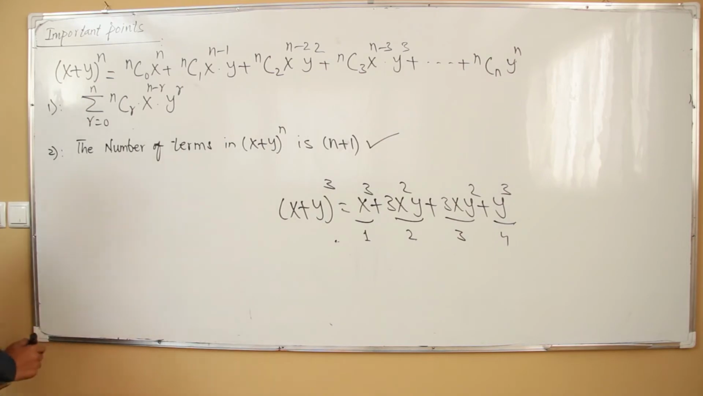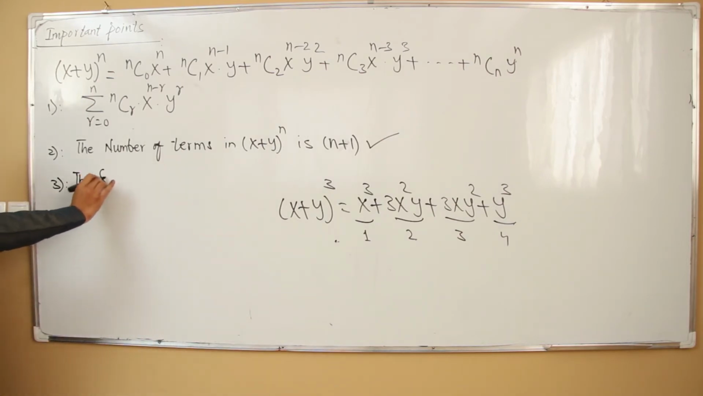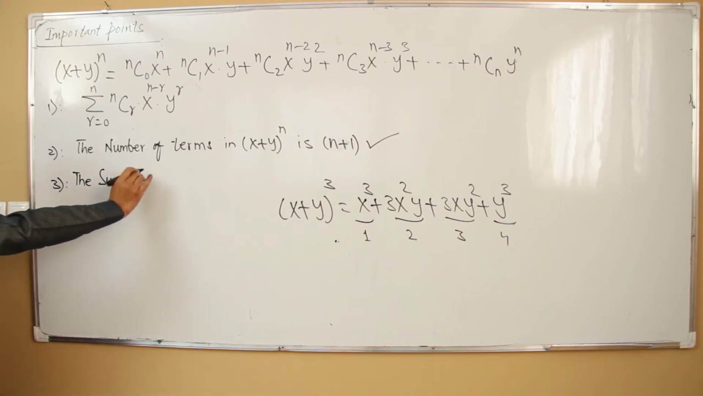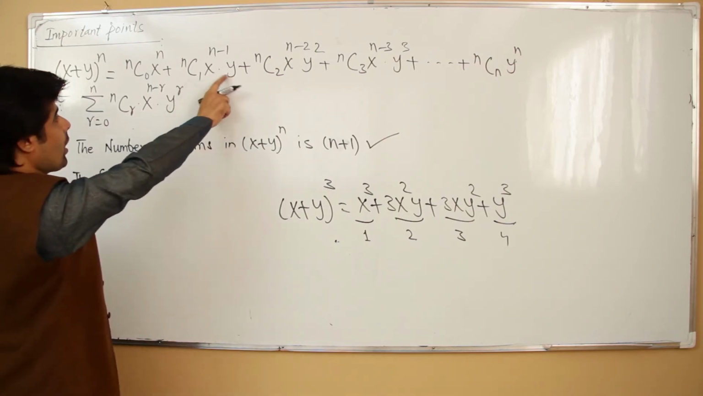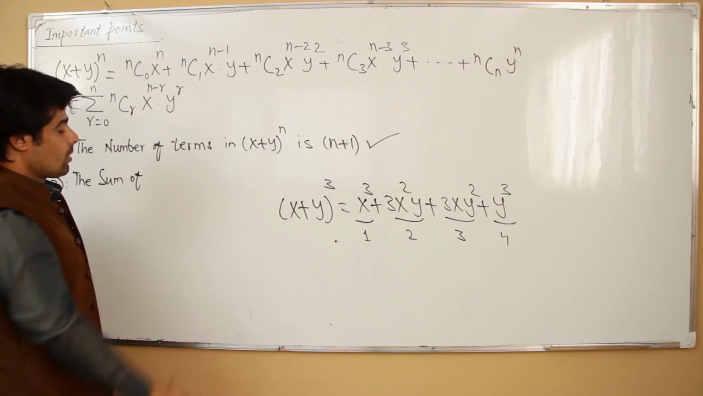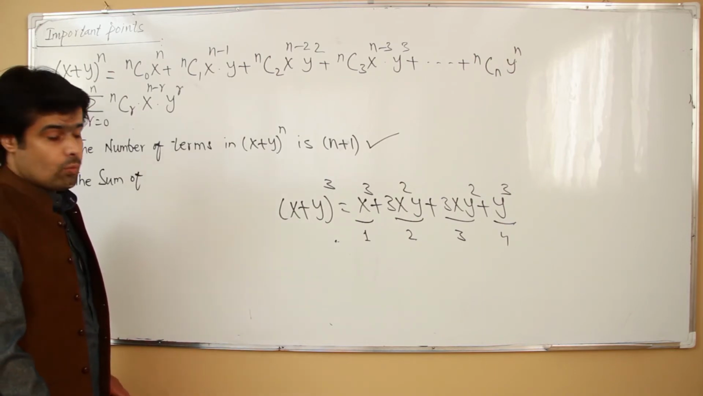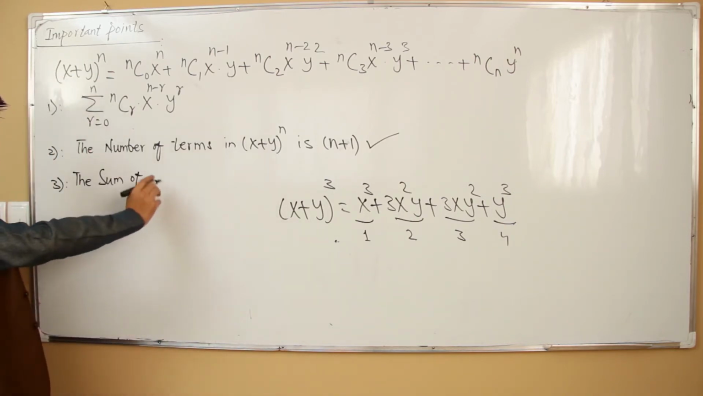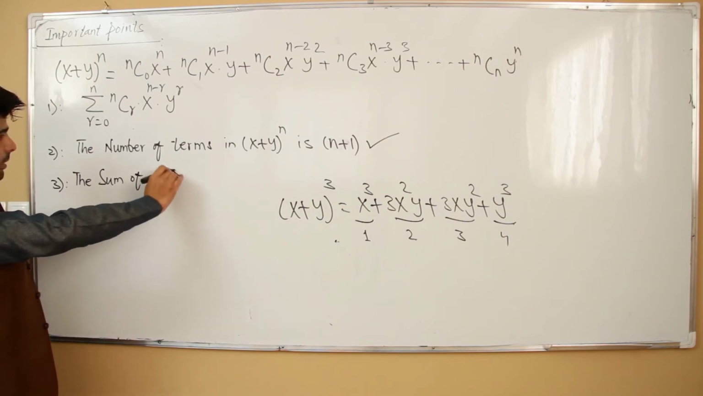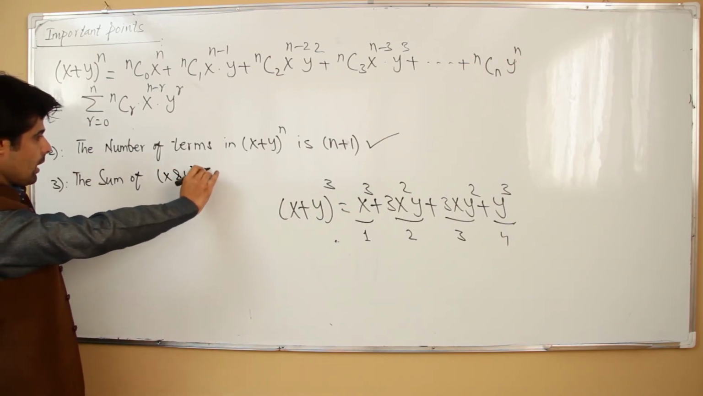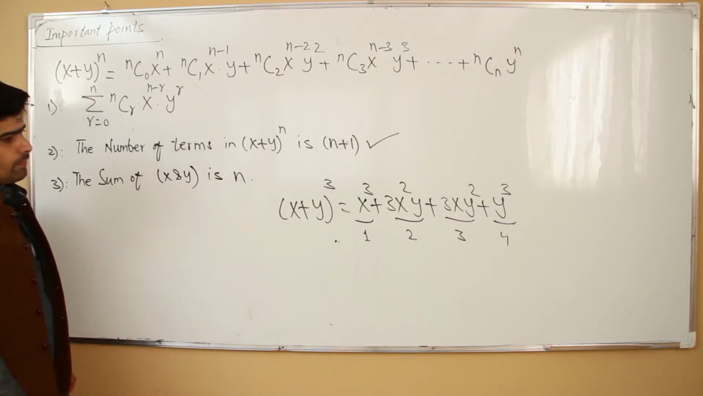Number 3. The sum of the exponents of x and y is n. What does it mean?